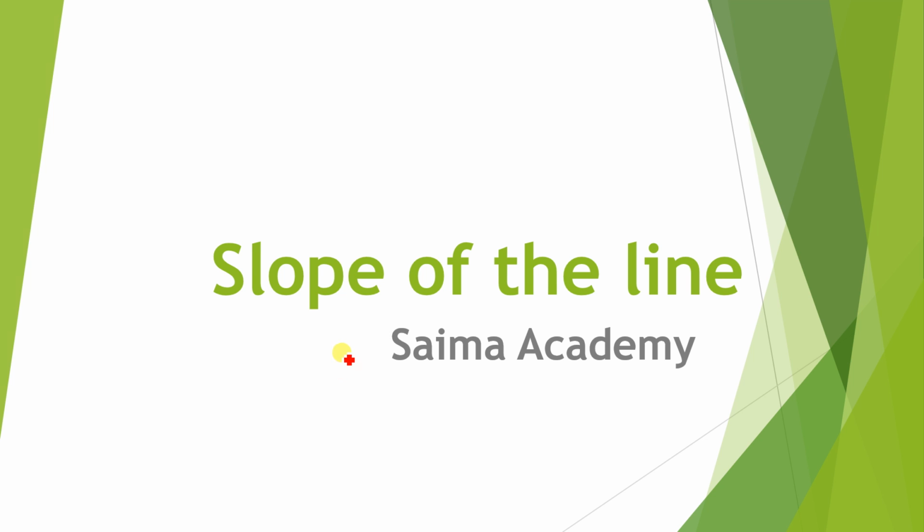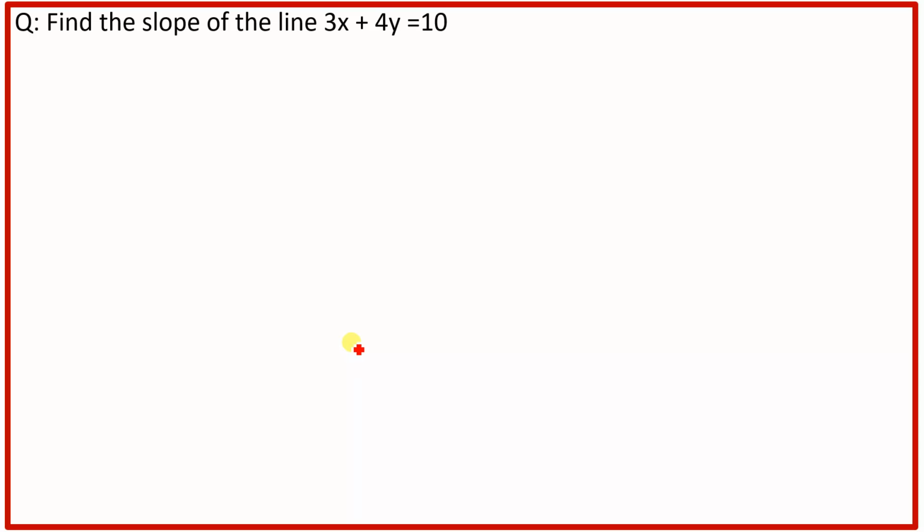In this lesson I will explain to you slope of the line. Slope we have discussed in the last lesson very well, but here we are going to solve few questions regarding slope. So the question is, find the slope of the line 3x plus 4y is equal to 10.